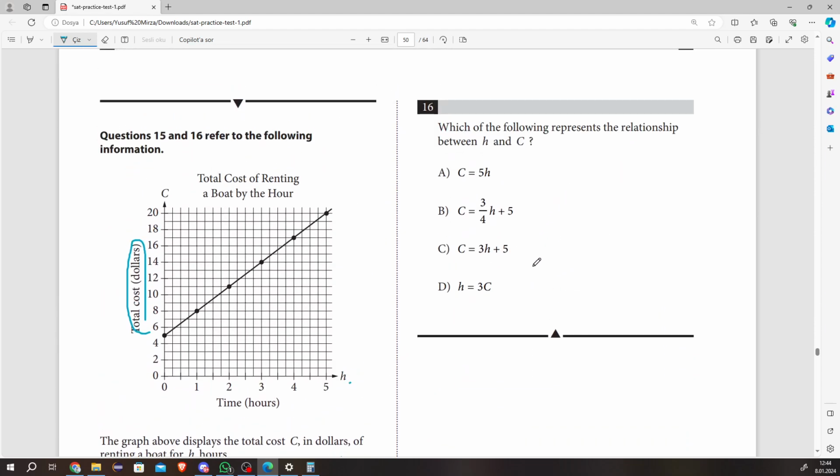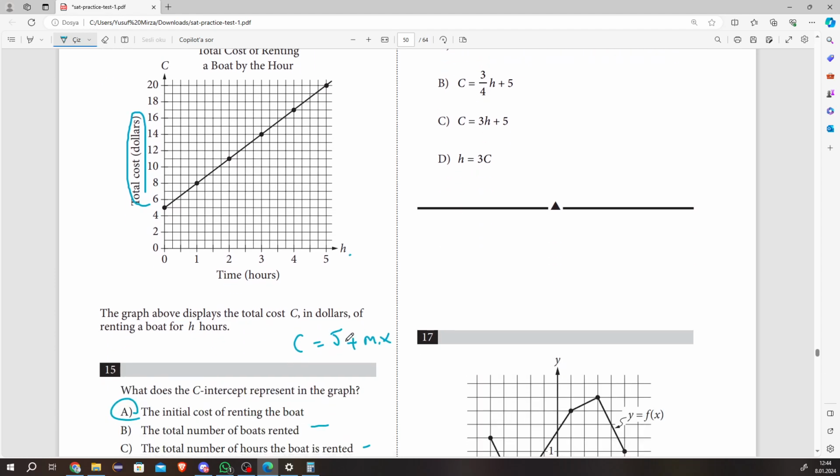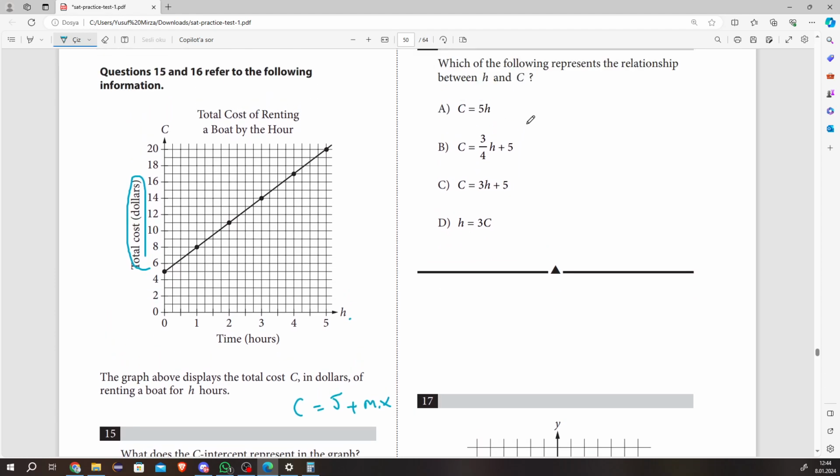Which of them represents the relation between h and C? We say plus 5, and let's find the slope. It's 1, and it's 5 is 3. Its slope is 3, so the answer is C.